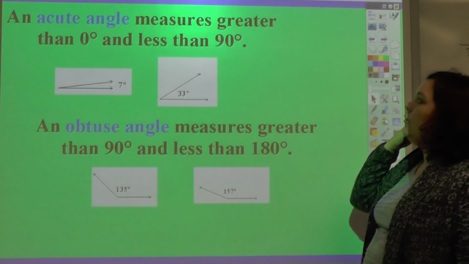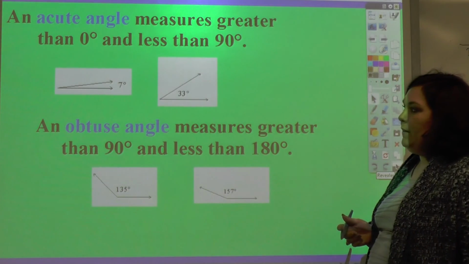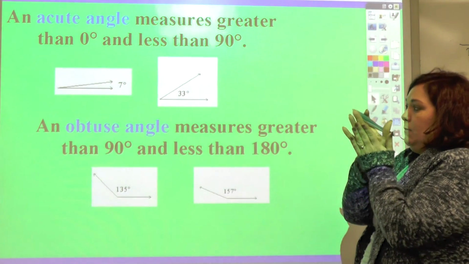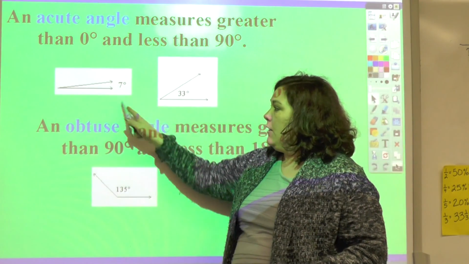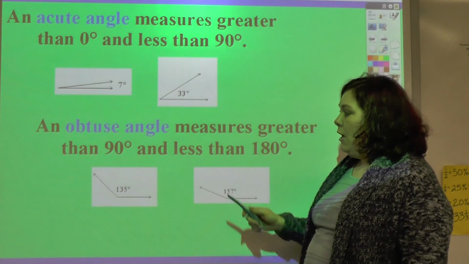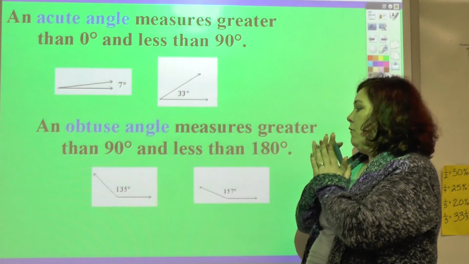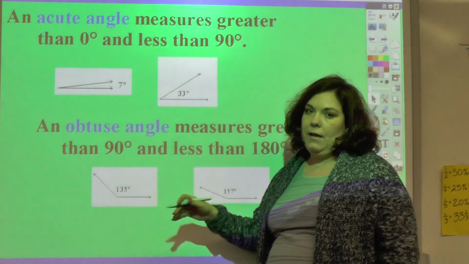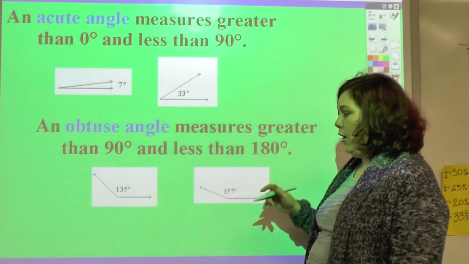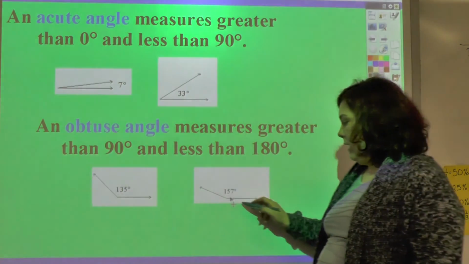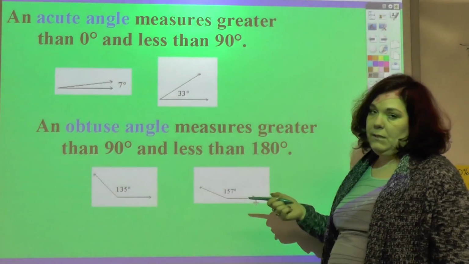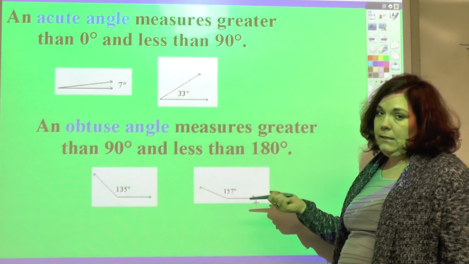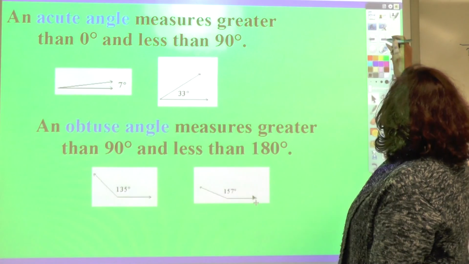An acute angle measures greater than 0 degrees but less than 90 degrees. An acute angle would be smaller, like this 7-degree angle or a 33-degree angle. An obtuse angle, or a big angle, measures greater than 90 degrees but less than 180. It's opened up wide, like an O would. You need to know the difference because you'll have to name triangles based on these angles.